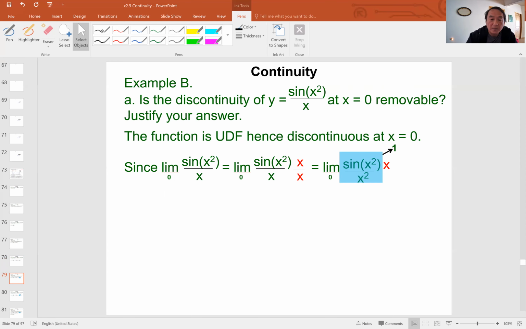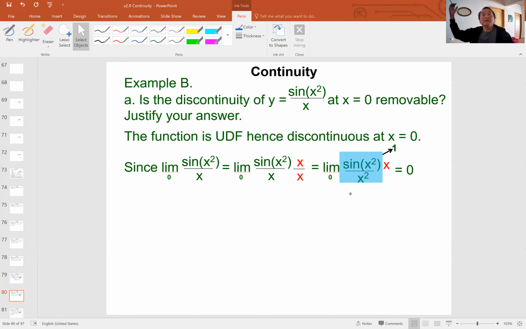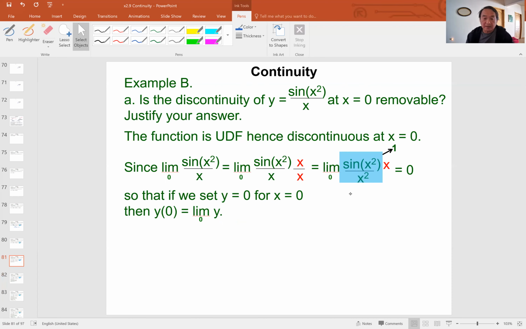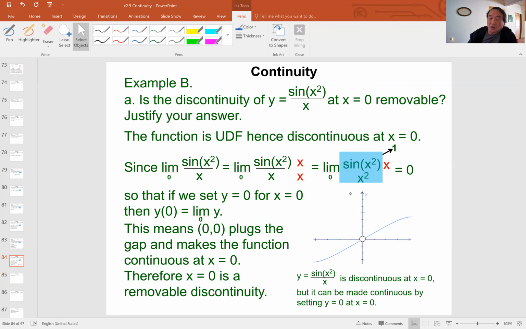Remember, as x goes to 0, sine of x squared is approximately x squared, and divided by the denominator x, this is approximately x. As x goes to 0, this goes to 0. So the right-hand and left-hand limits actually go to 0. They go to the same y. Hence, I can define the function at 0 to be 0 and plug in the hole.